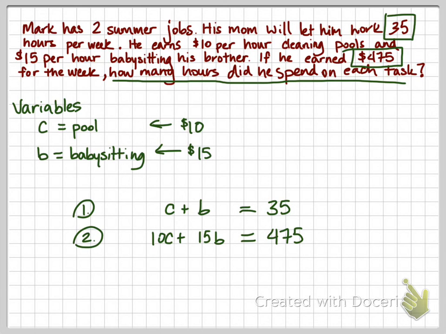That's all we do. So we're going to pick our information out. Looking back at this, we have $10 an hour cleaning pools, $15 an hour babysitting the brother. So we had our 35 total, 475 total, and then our $10 an hour and $15 an hour, and we use that to make our two equations. Then after that, we would go into solving it.